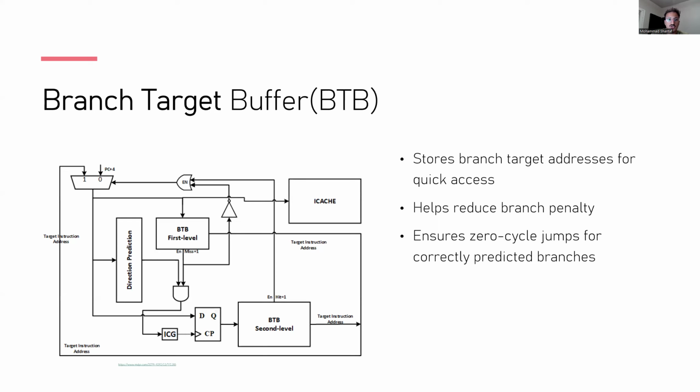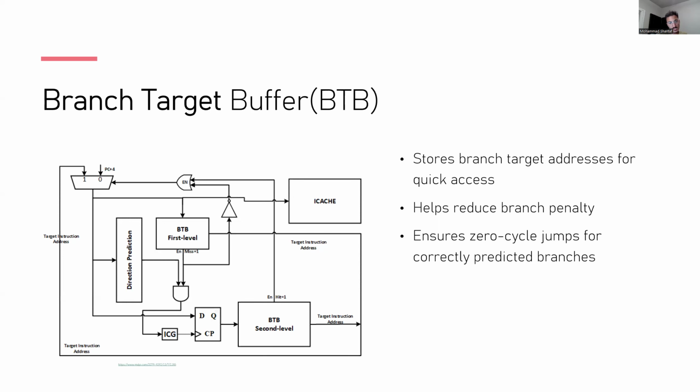Over here in this diagram, as shown, there is a BTB first level, as well as a BTB second level, and both of them store branch target addresses and both also help reduce branch penalty. But one is taking information directly from an iCache, and the other one is taking information directly from what looks like a decoder.